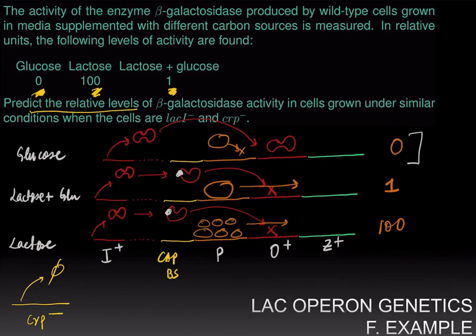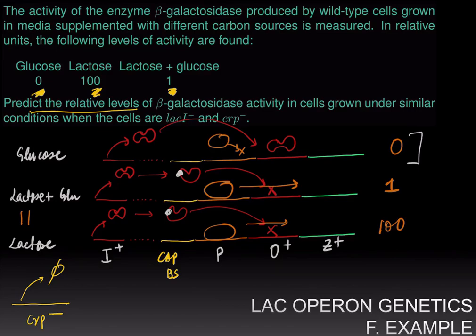Now, since we are in a CRP minus strain, there is no cap, and even though you have a lot of cyclic AMP in the cell, the fact that we don't have any functional cap protein means that there will be nothing bound at cap binding site, and therefore nothing to bend the DNA and recruit polymerase, and therefore we will recruit polymerase at a slower rate, just as if you have glucose in the cell.